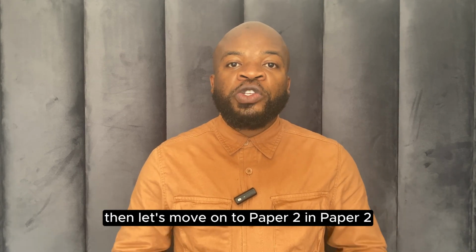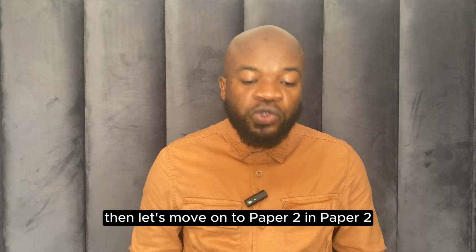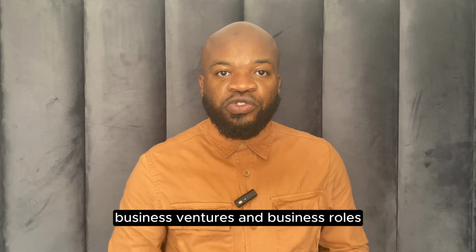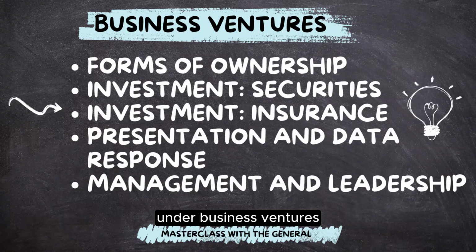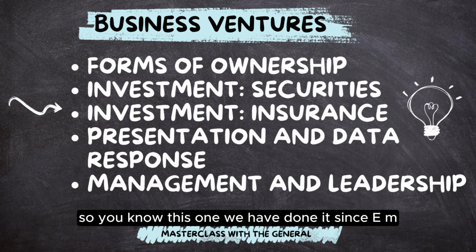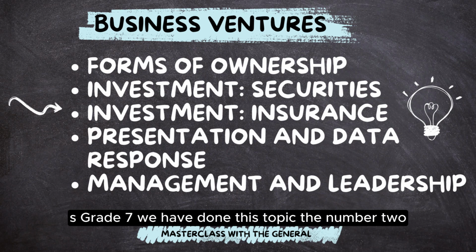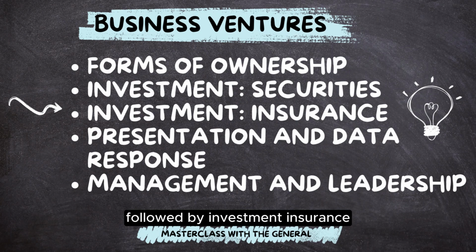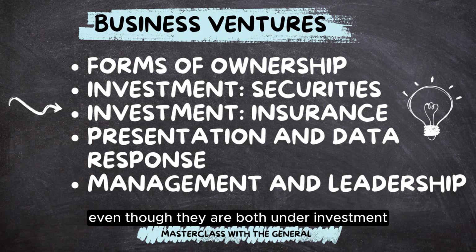Then let's move on to paper 2. In paper 2, we also have two main topics: business ventures and business roles. Under business ventures, the first one is forms of ownership. So you know this one, we have done it since EMS grade 7. Then number 2, it's one big topic which is divided into two. The first part of it is investment securities, followed by investment insurance. So there are two separate topics, even though they are both under investment.